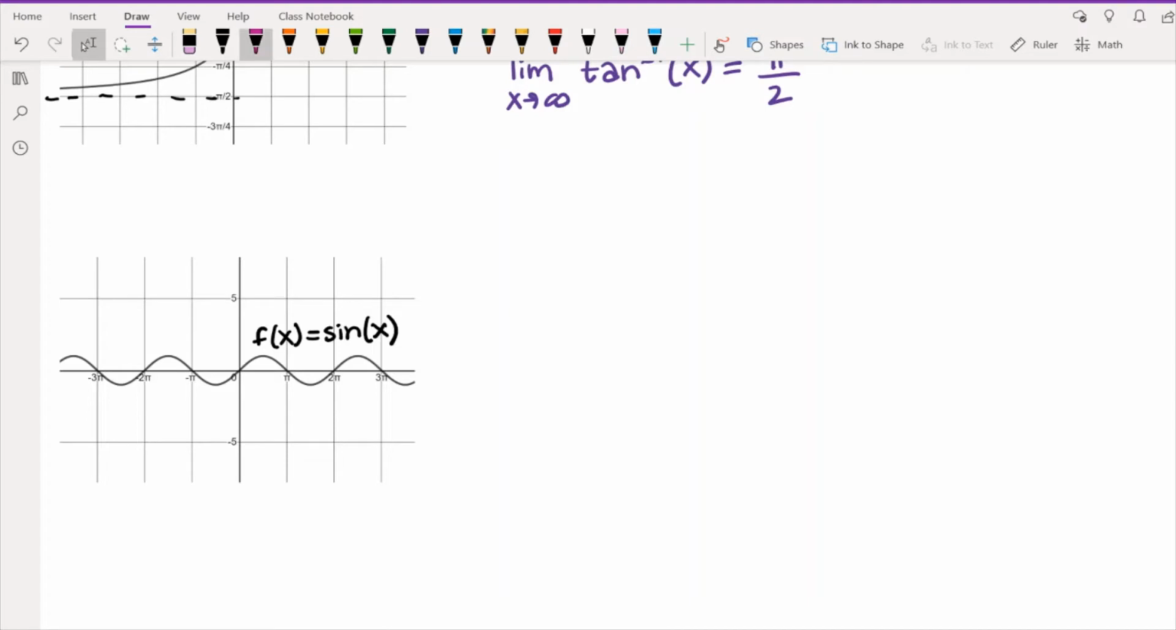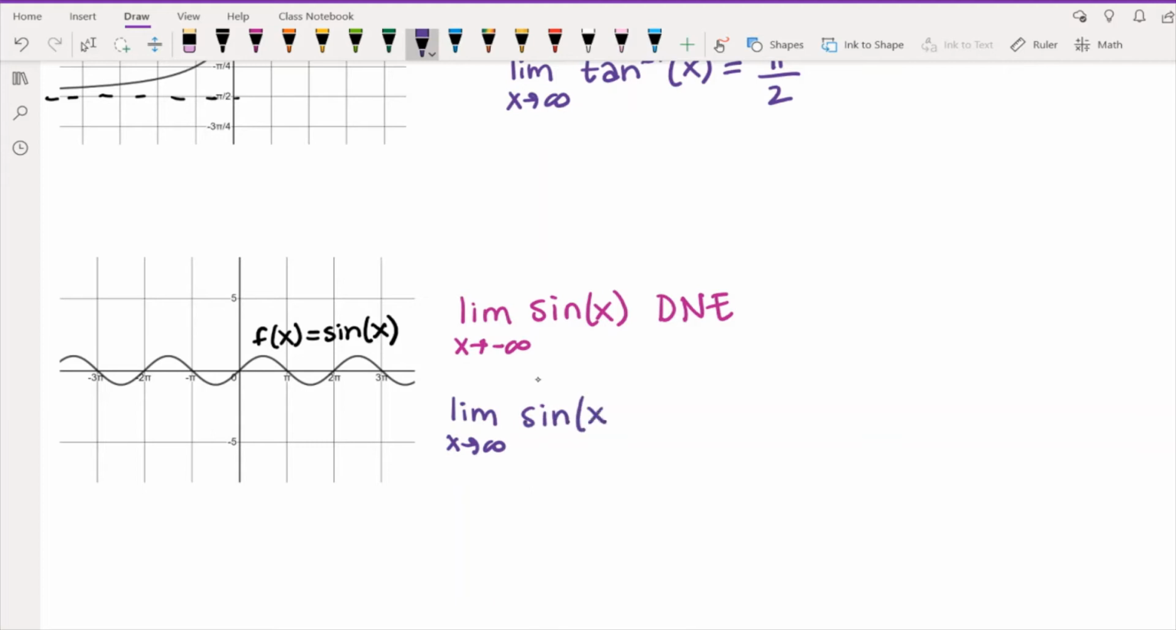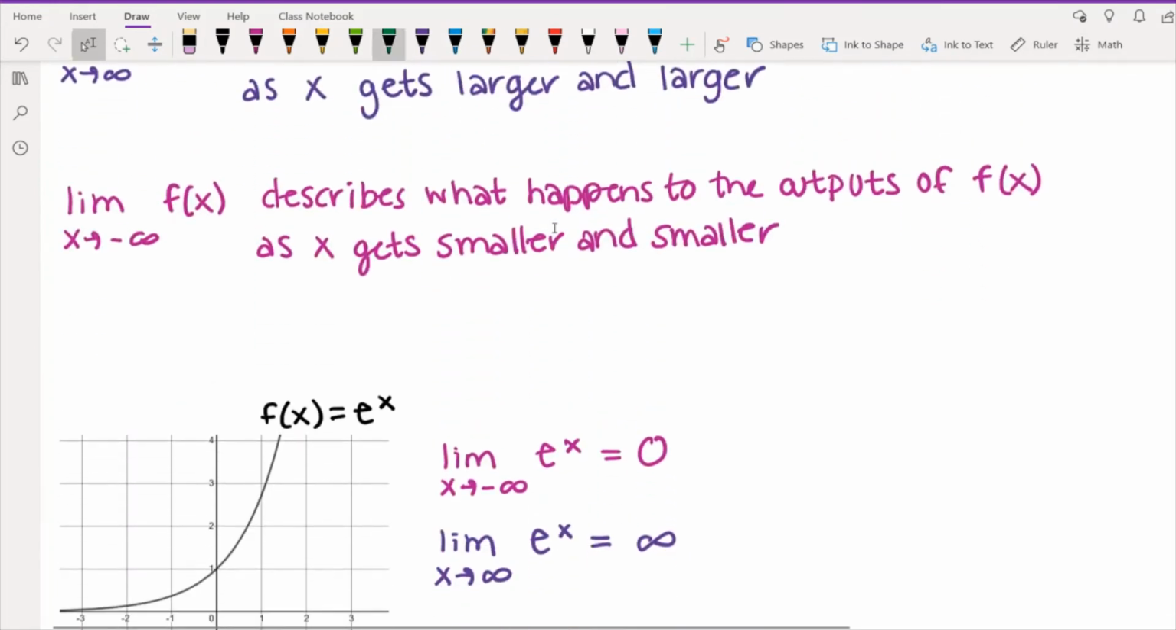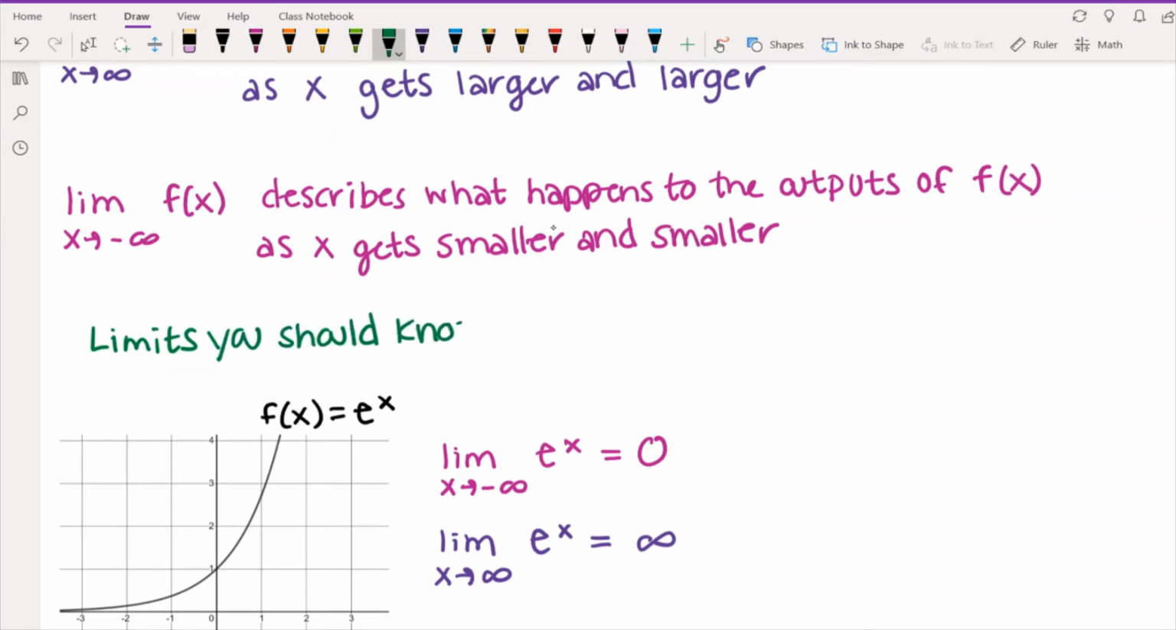And so in this case, you would say that the limit as x approaches negative infinity does not exist. And the same thing with the limit as x approaches positive infinity, it also does not exist. Let me label this in case people are looking at the lecture notes. These are basically limits you should know. They're going to be the building blocks of the problems that we work on later in this video.